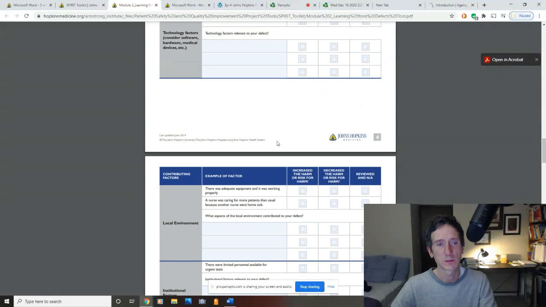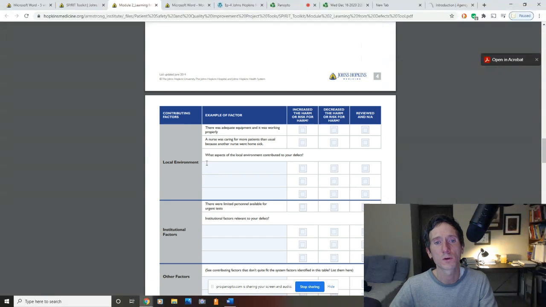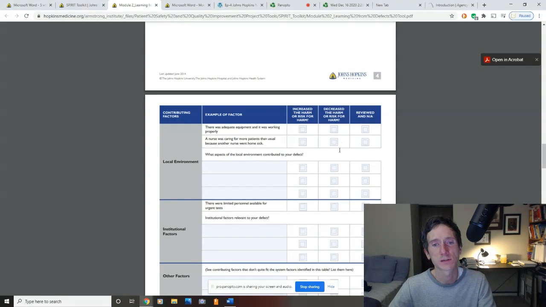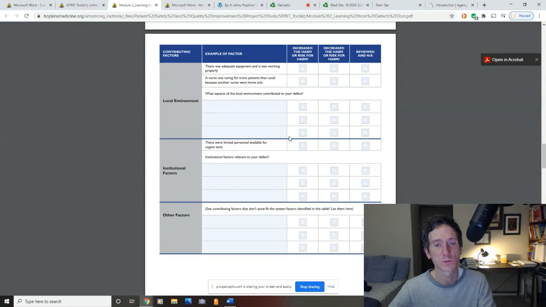And finally, without spending too much time, what about the local environment? This, I thought, was a great example. A nurse was caring for more patients than usual because another nurse went home sick. Well, that happens all the time, but sometimes that data gets anecdotally captured in retelling of a safety issue or a conflict staff might be having. But if you use this tool, it really starts to get at some of those and tease out some of those details that sometimes get overlooked.